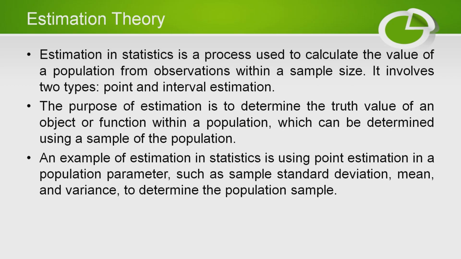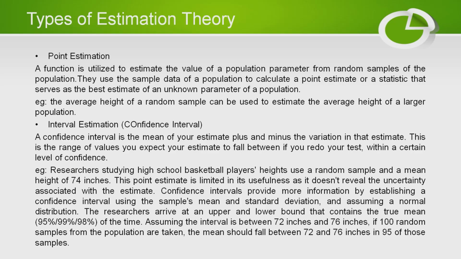Next, what is point estimation? Point estimation is used to estimate the value of a population parameter from a random sample of a population. They use the sample data of a population to calculate a point estimate, or a statistic, that serves as the best estimate of an unknown parameter of a population. For example, the average height of a random sample can be used to estimate the average height of a larger population. Next is interval estimation, or confidence interval.